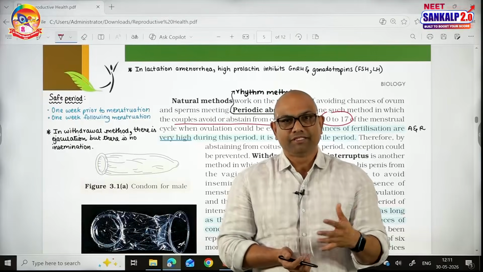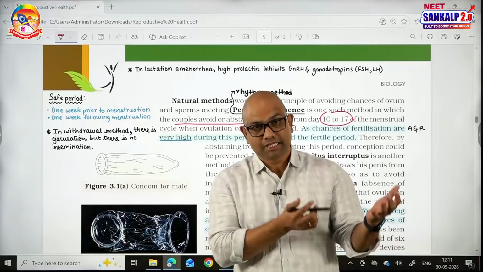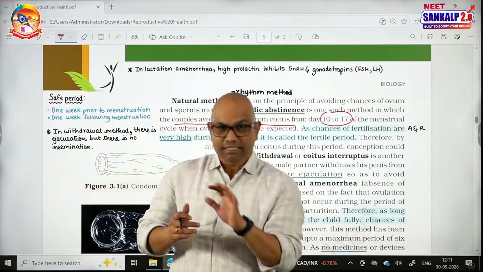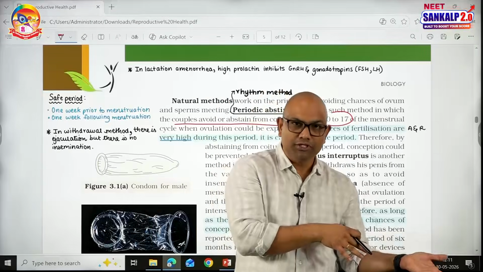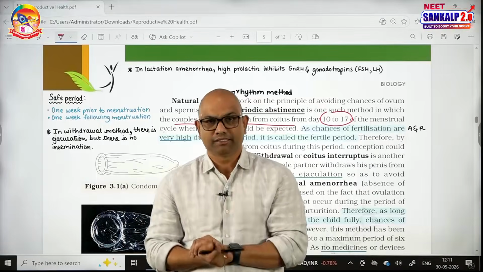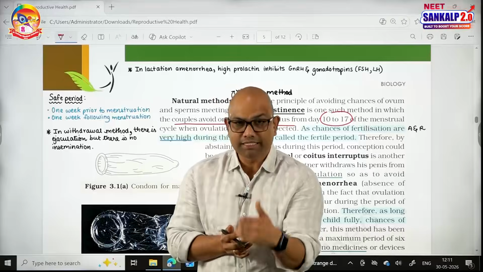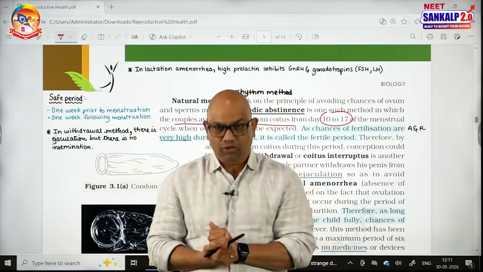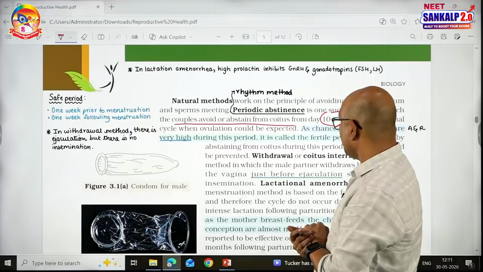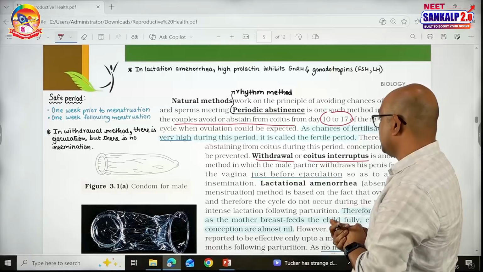For example, if insemination happened on the 12th day, the semen will be active on the 12th day, the 13th day, even the 14th day. That is the reason why 3 days prior to ovulation and 3 days after ovulation, the couple abstain from coitus. That means they are avoiding coitus during the fertile period, where there is a chance of ovum release and fertilization. This method is called periodic abstinence.